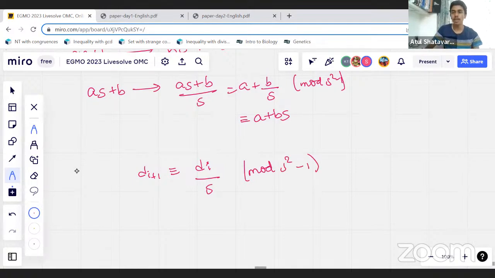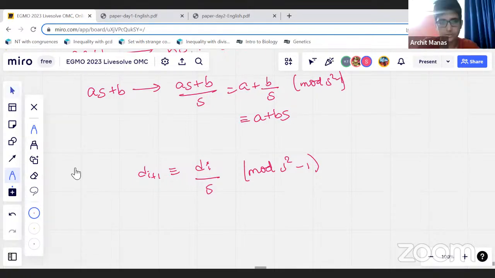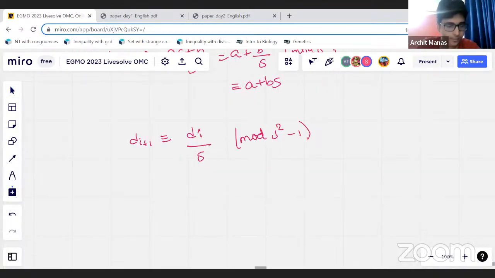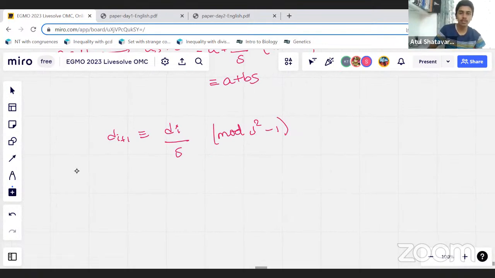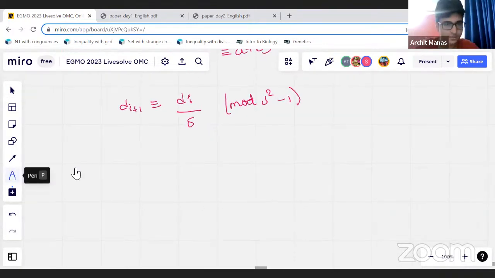There are some annoying edge cases, by the way. Like when does this strictly decrease or not? I guess at S square minus 1 we have some trouble probably. But it doesn't matter because that just doesn't concern us. And also dividing by S here is fine because S is co-prime with S square minus 1. Yeah, that's a small detail.